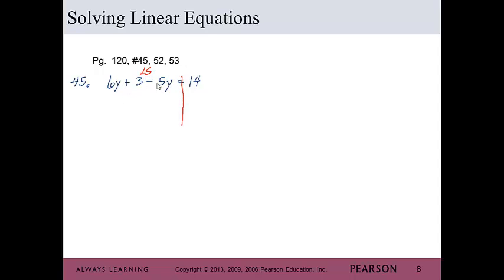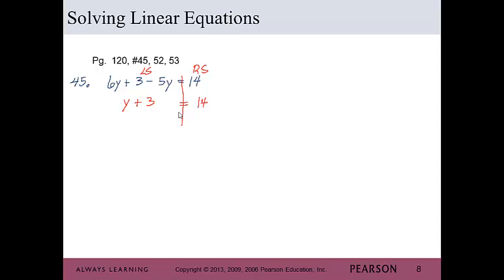We have a 6y minus a 5y. So the first thing we're going to do is combine our like terms. 6y minus 5y, well, that's just y. Don't forget the plus 3 is there. So now we have y plus 3 equals 14.